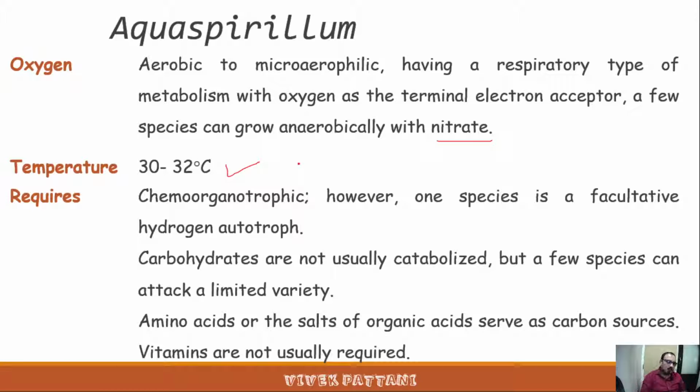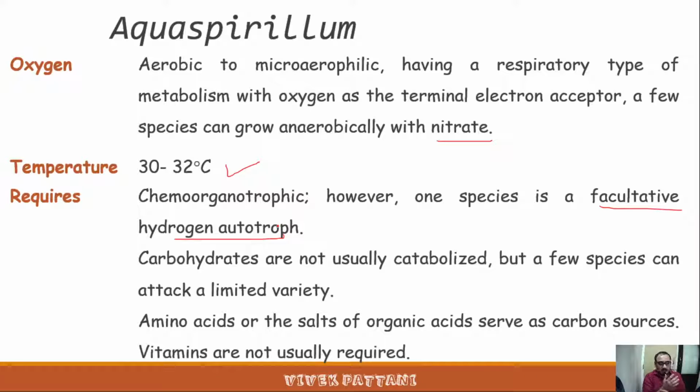They are chemoorganotroph, but there is one species which is a facultative hydrogen autotroph. What do you mean by facultative hydrogen autotroph? Sometimes it can undergo chemoorganotrophy, and sometimes it can undergo hydrogen autotrophy also. Why the word hydrogen? Because it may use hydrogen as its energy source. As we discussed a few slides ago, it may need hydrogen, carbon dioxide as well as oxygen. This is a type of hydrogen autotrophy.